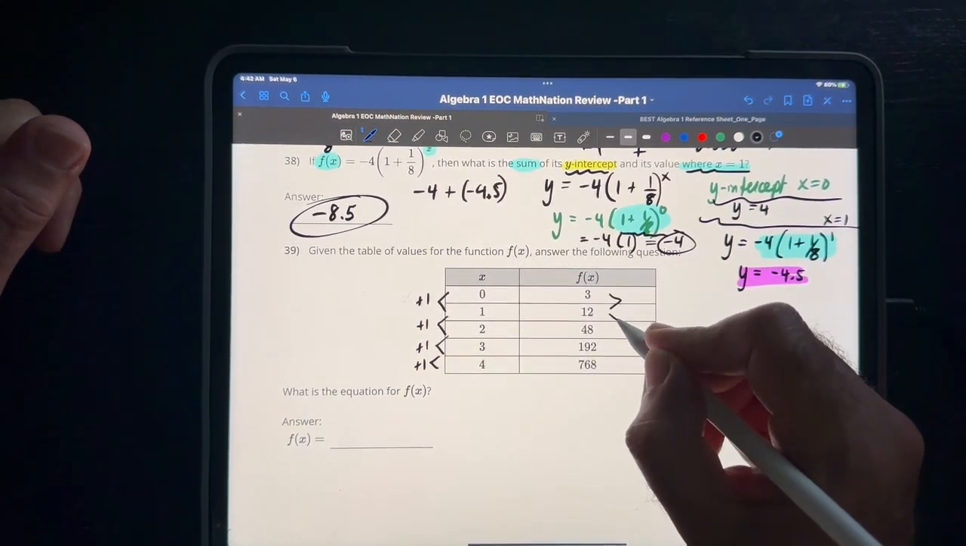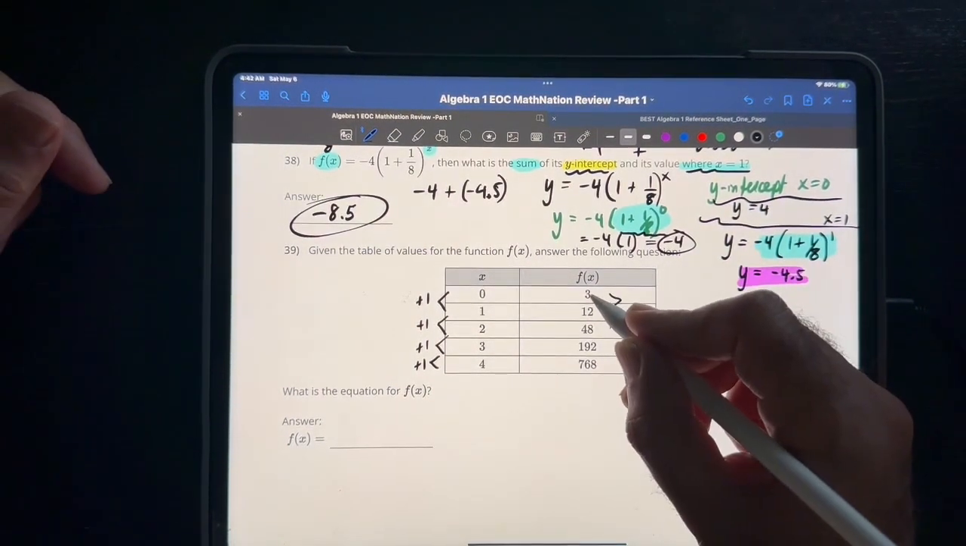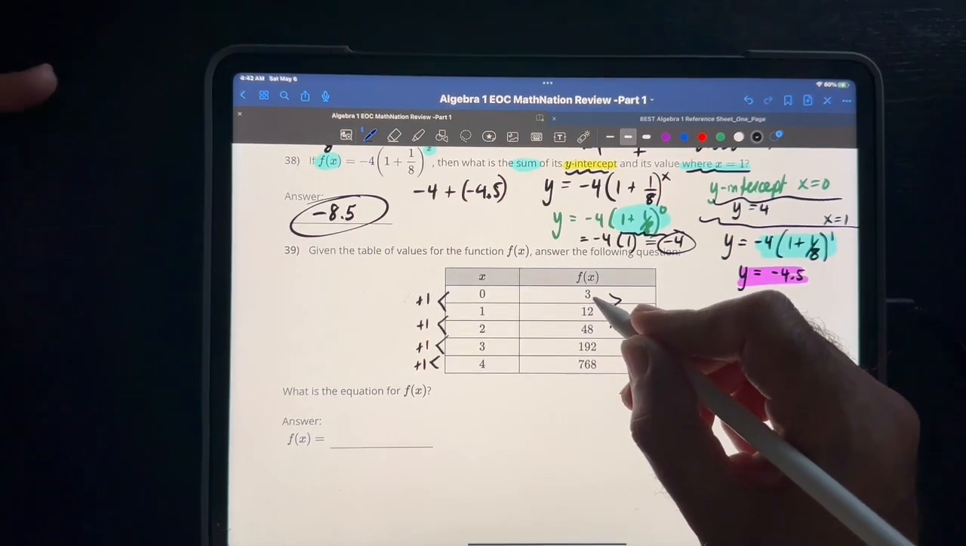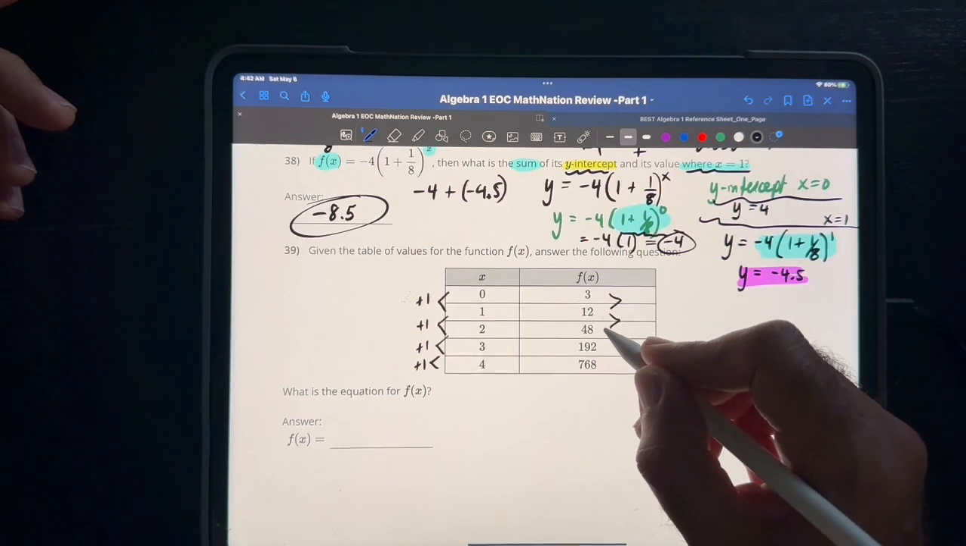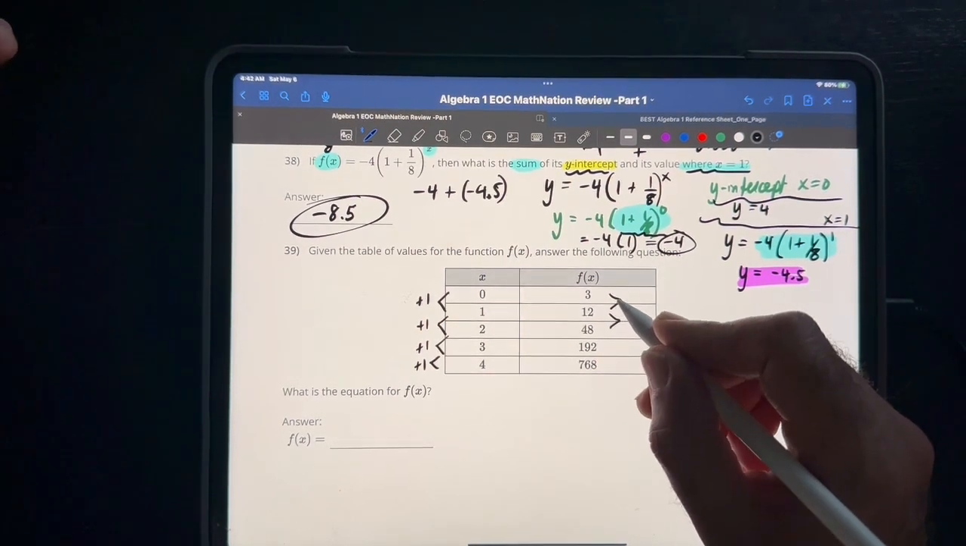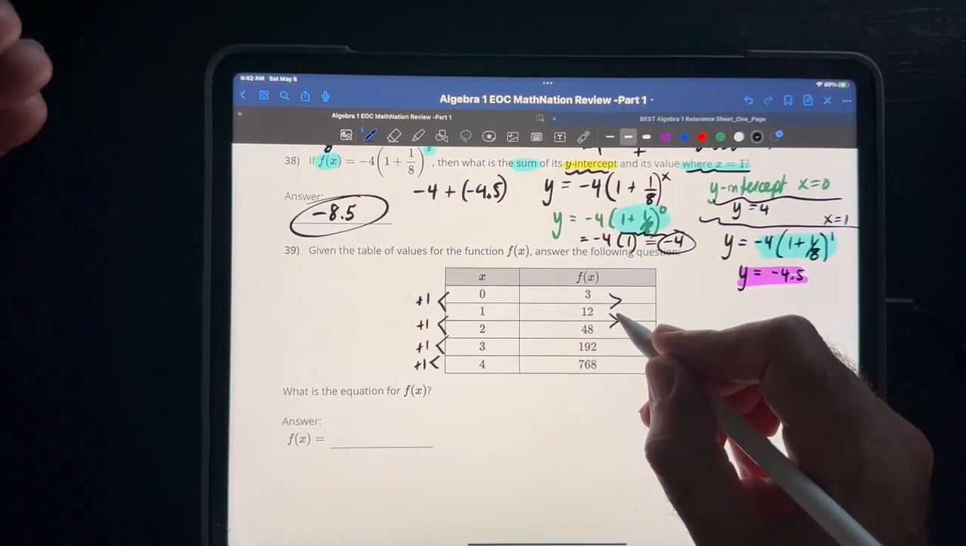Yeah, the y is increasing. By how much? Well, it went from 3 to 12. So if you subtract, this would be what? 9. And then if you subtract here, this is going, all right. So it's not going up by a constant amount. You're not adding a constant amount.